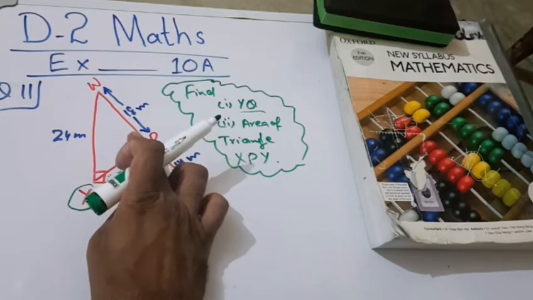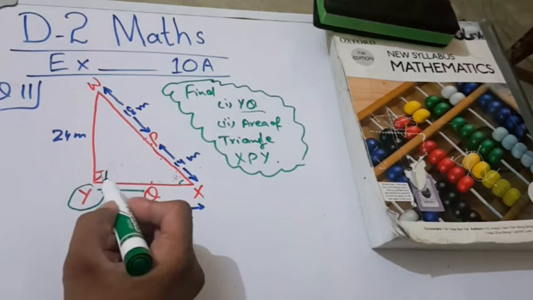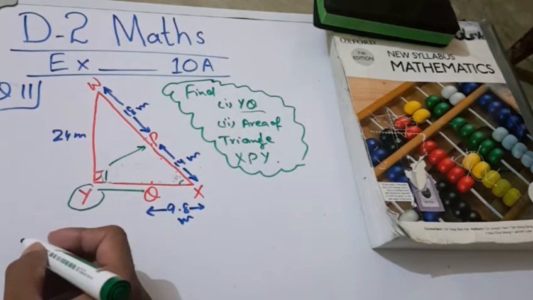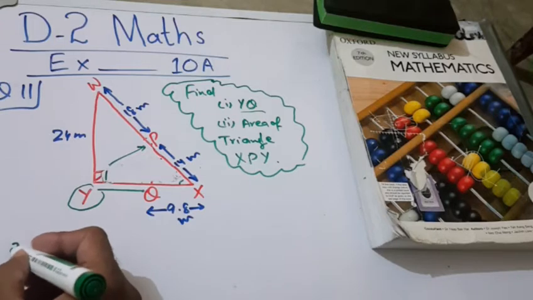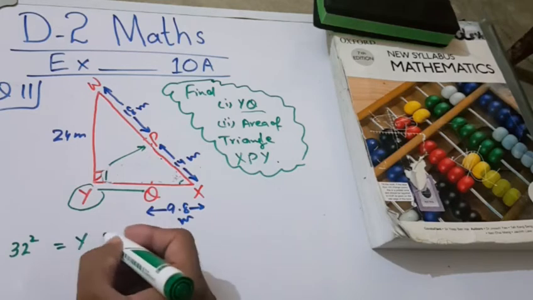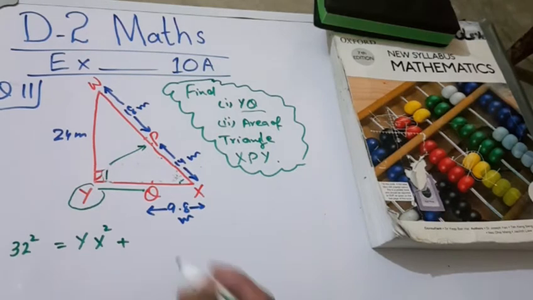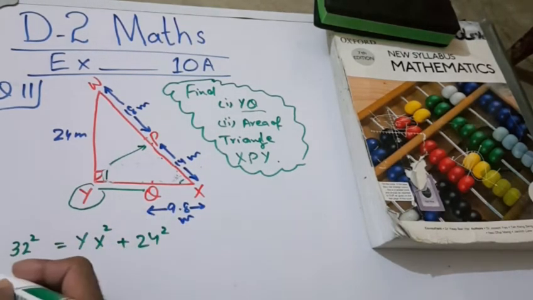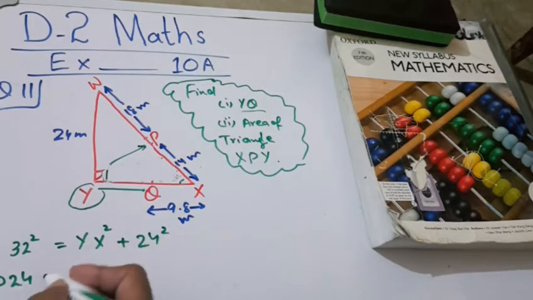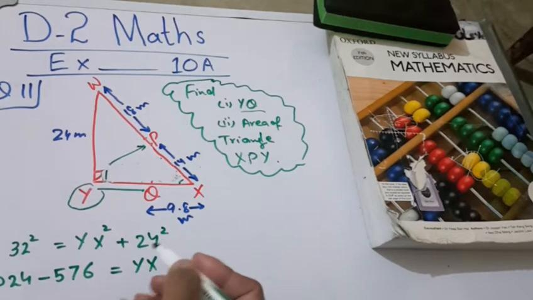So why not consider this triangle like this? Because for it we have been given this right angle, and in front of it there is 18 and 14 both. So 18 and 14 becomes 32. So 32 is the hypotenuse square, and base is YX square plus perpendicular is 24 square. 32 square is 1024. 24 square is 576, which will come here and be subtracted, and YX square will be left alone.